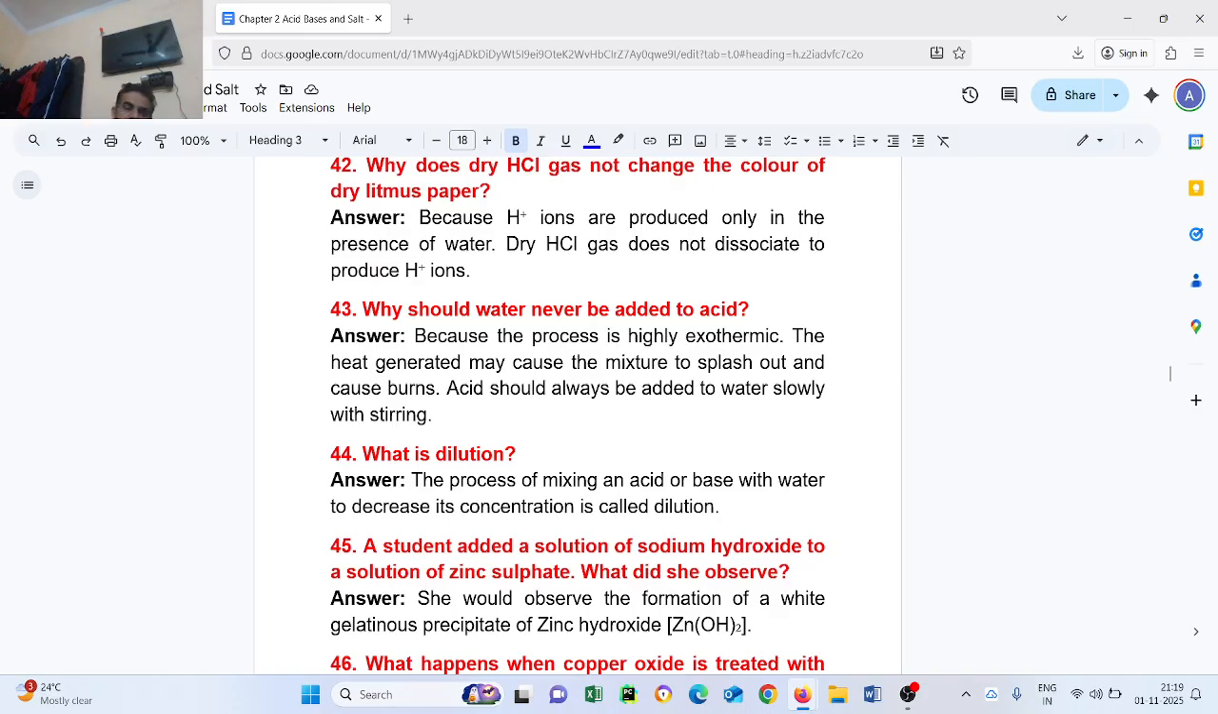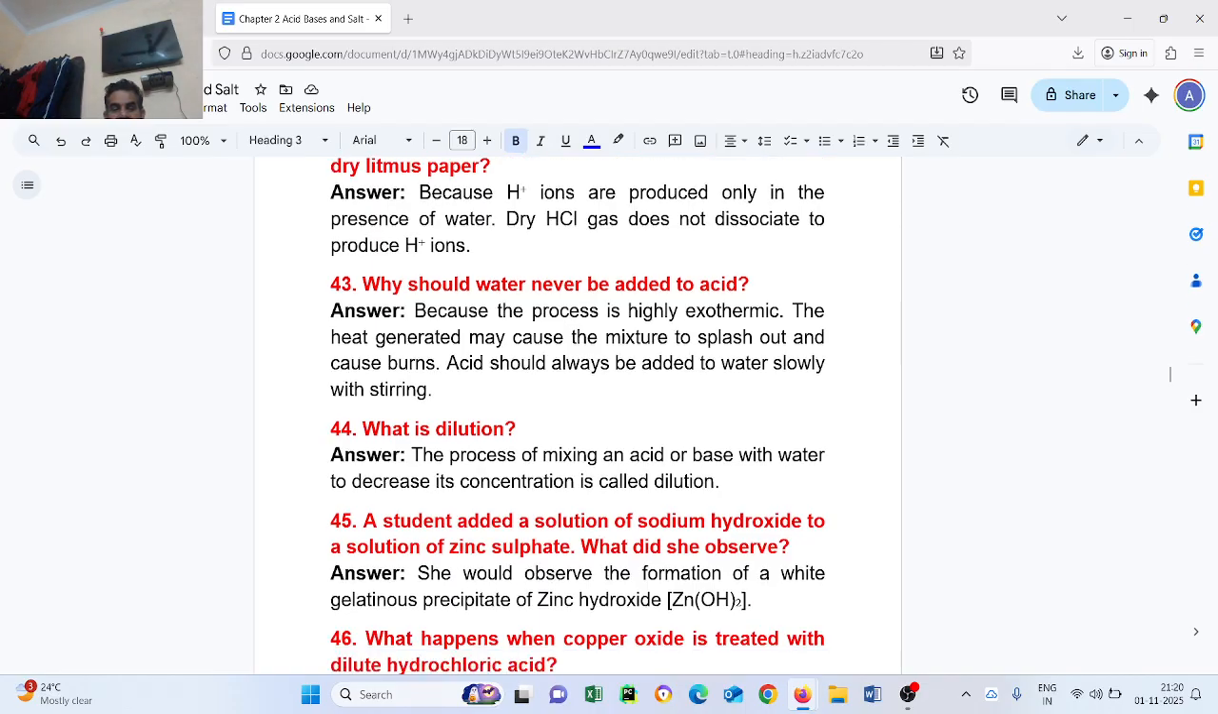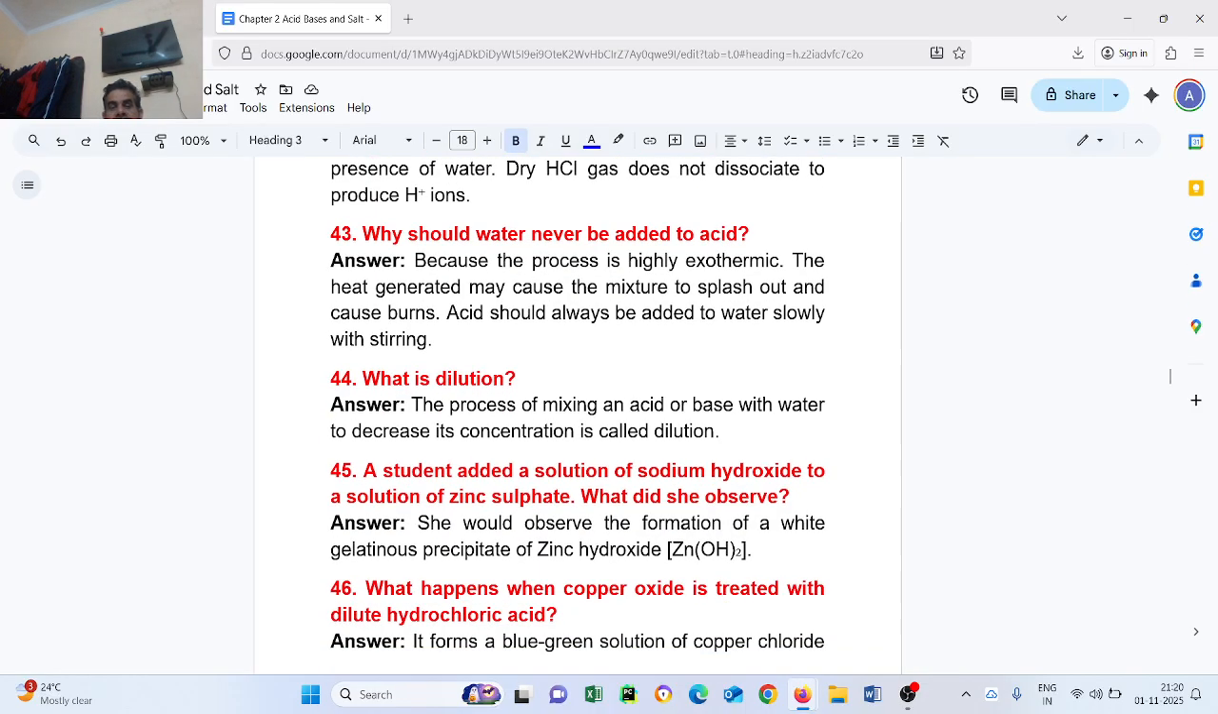Question number 45. A student added a solution of sodium hydroxide to a solution of zinc sulfate. What did she observe? She would observe the formation of a white gelatinous precipitate of zinc hydroxide, Zn(OH)2.